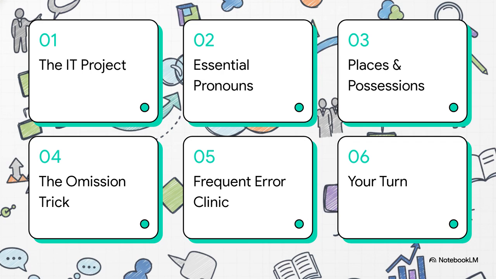Okay, let's take a quick look at our itinerary for today. We'll start off with the IT project, then cover essential pronouns, look at places and possessions, uncover the omission trick, head to the frequent error clinic, and finally, it'll be your turn.